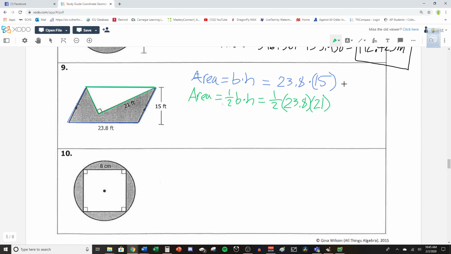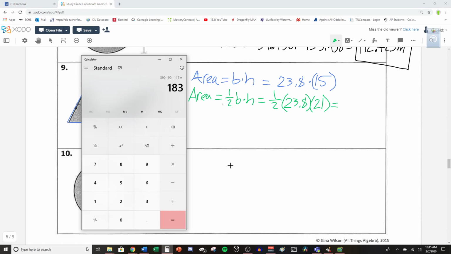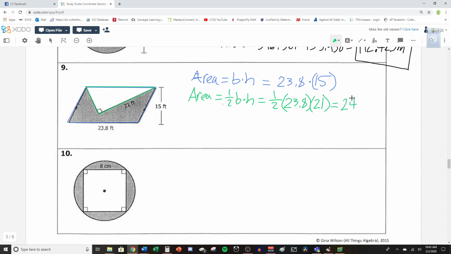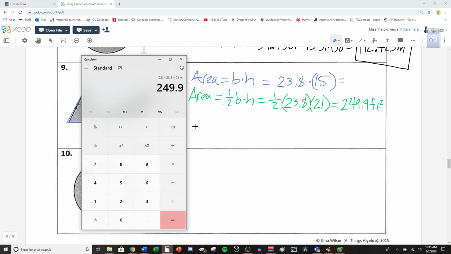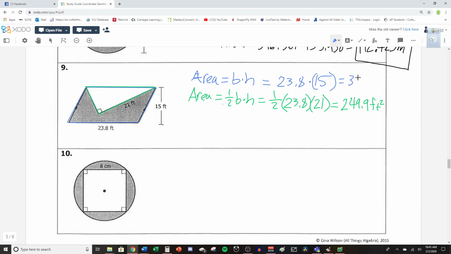So let's go ahead and calculate these areas. I'll do that on this calculator this time. So 0.5 times 23.8 times 21. So 249.9. This is feet squared, square feet. Let's do the other one. So this is going to be 23.8 times 15. We get 357.